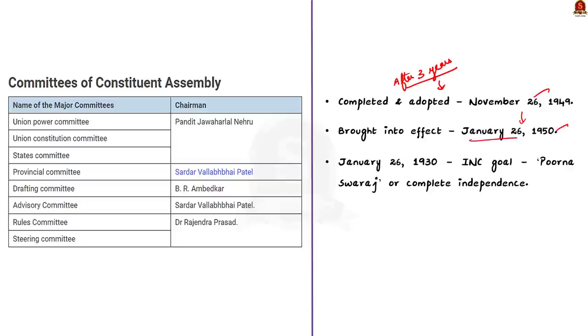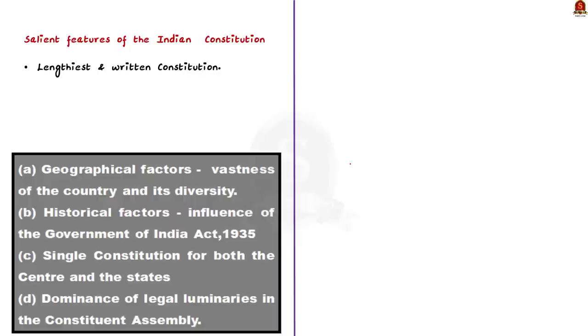See, this date was chosen because it was on this day in 1930 that the INC made Purna Swaraj, or complete independence, its goal. So this is the reason the constitution was brought into force on January 26. And this is about the making of the Indian constitution. Now we will discuss in brief the salient or important features of the Indian constitution.